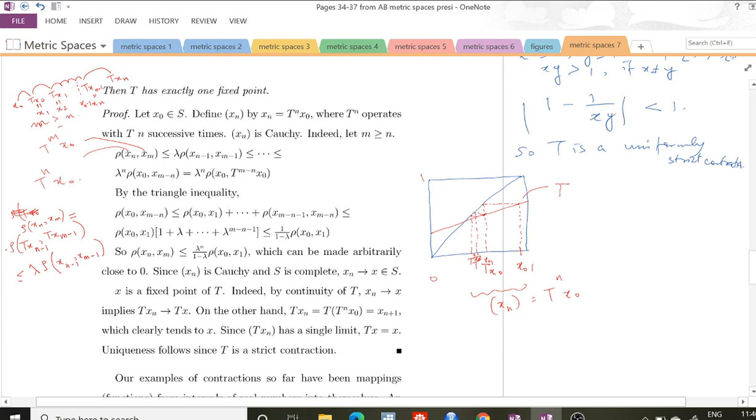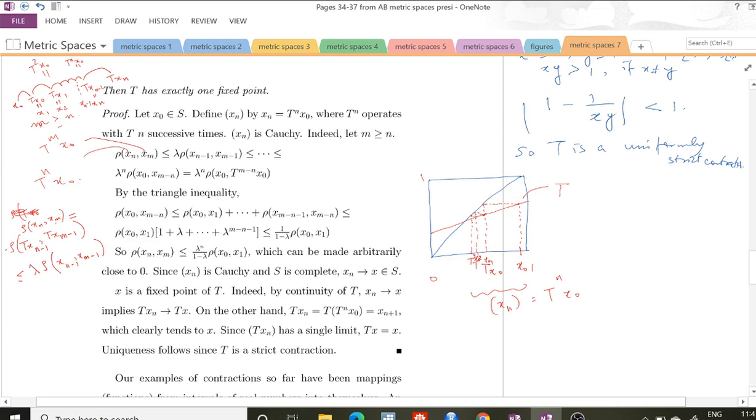I had defined these in terms of just carrying x naught through multiple hops. So this was Tx naught, this was 2 hops from x naught, so T²x naught, then 3 hops from x naught, and so forth, until I come to n hops from x naught. What's being said is that n hops from x naught is 1 hop from x_{n-1}. So xn is 1 hop from x_{n-1}, and xm is 1 hop from x_{m-1}.